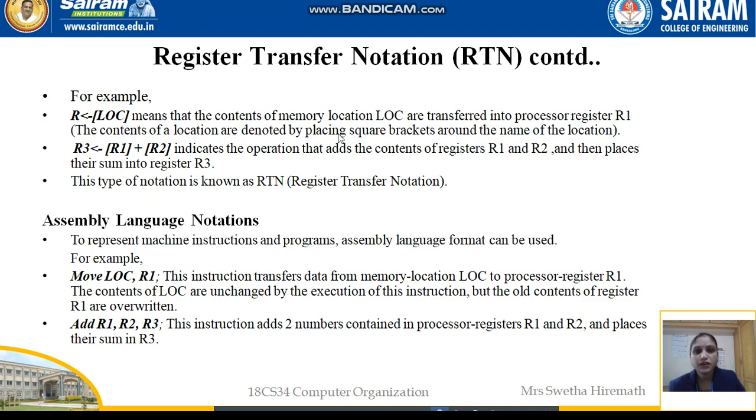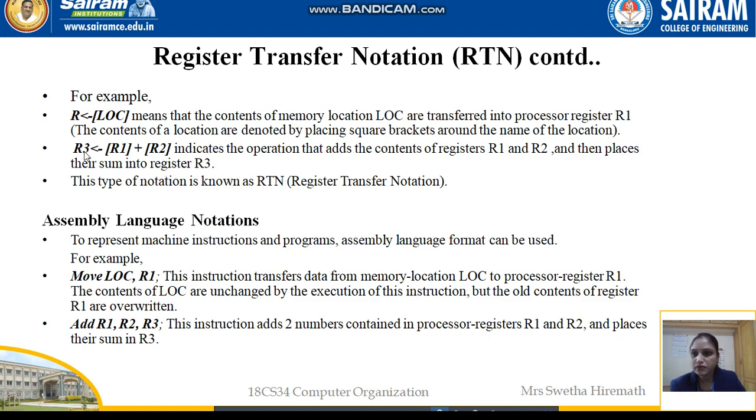The contents of a location are denoted by placing square brackets around the name of the location. Here the name of a location is LOC, and if we mention the name of that memory location within the square brackets, we are going to access the value which is present within that memory location. If we are just giving LOC, then we are specifying only that particular memory location. If we are giving square brackets, then it specifies that we are referring to the data which is stored within that memory location, and that has to be stored in register R1. Okay, so this is one example.